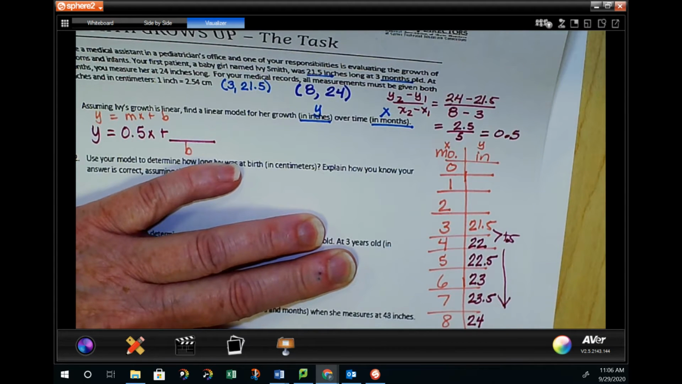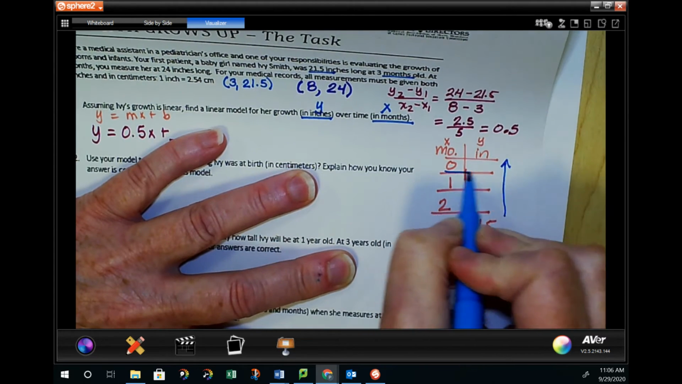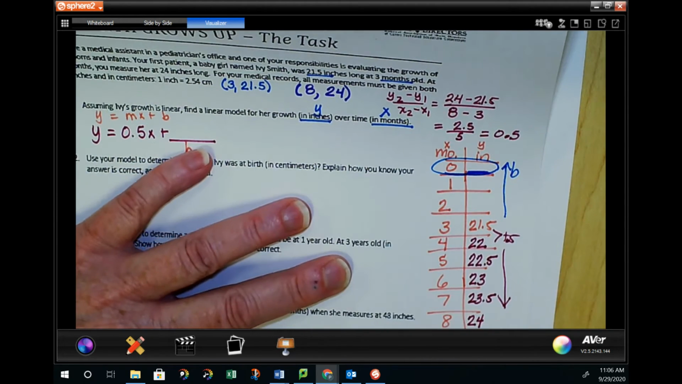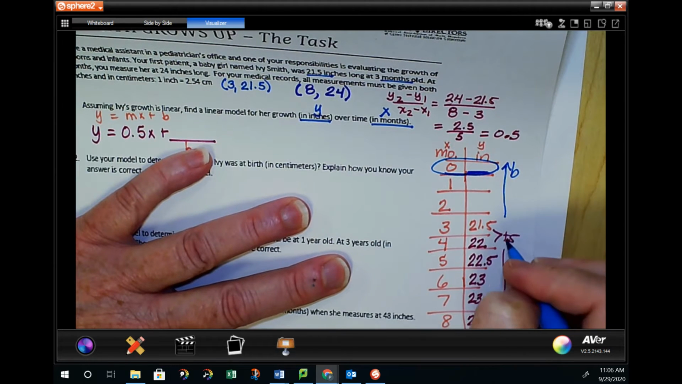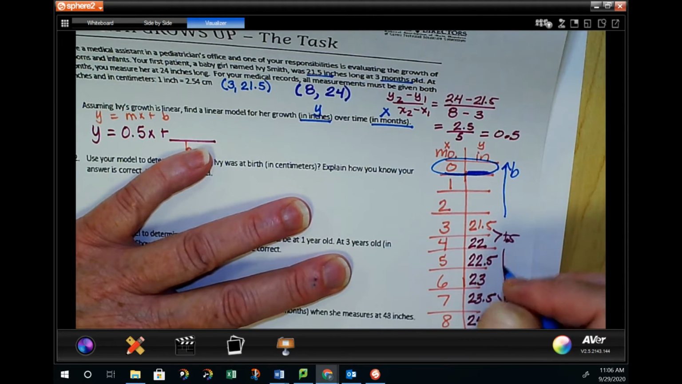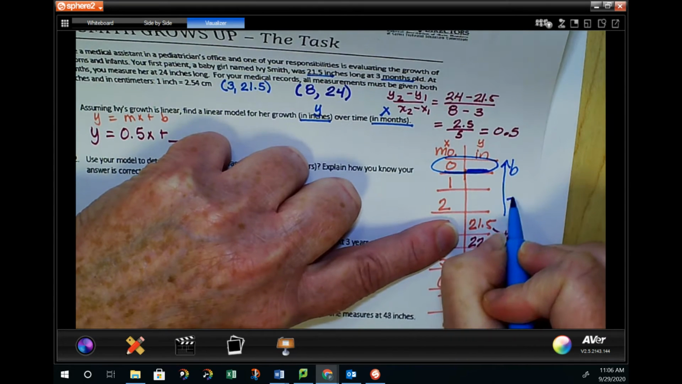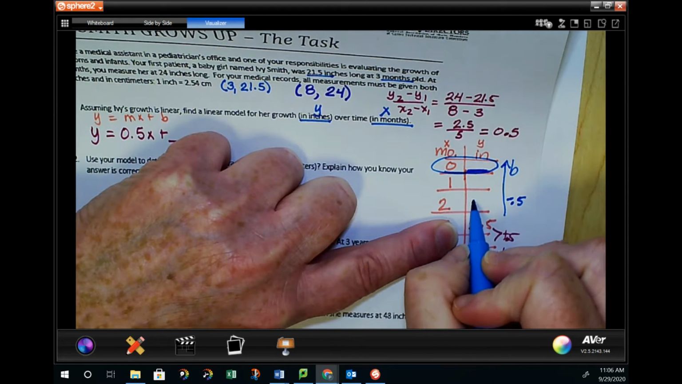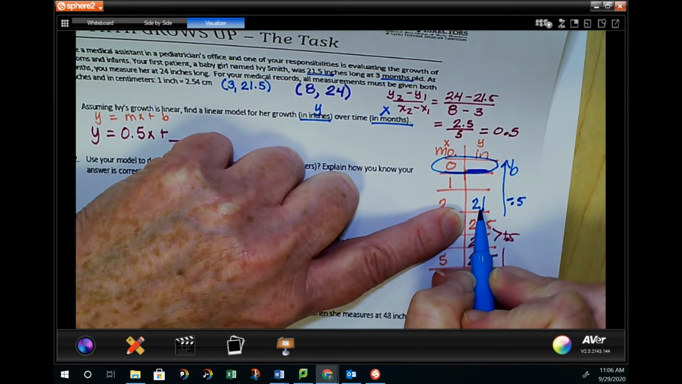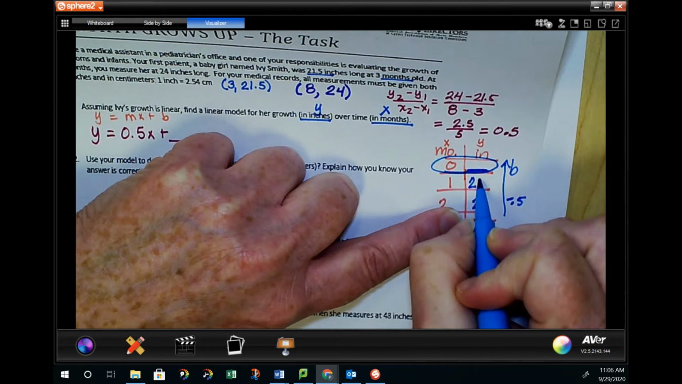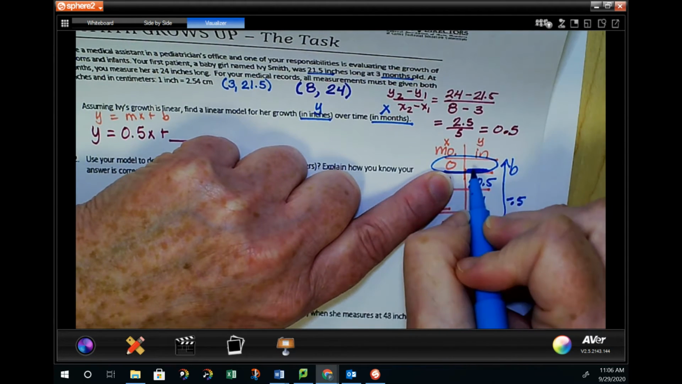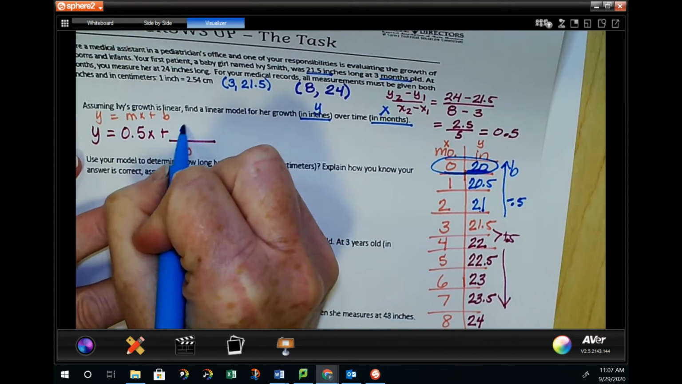The problem I have to solve is that I need the number that's missing right here, because that is my b, the y-intercept. So instead of adding 0.5, I'm going to go up the list and subtract 0.5. So 21.5 minus 0.5 is 21. 21 minus 0.5 is 20.5. 20.5 minus 0.5 is 20. So this y-intercept is 20.